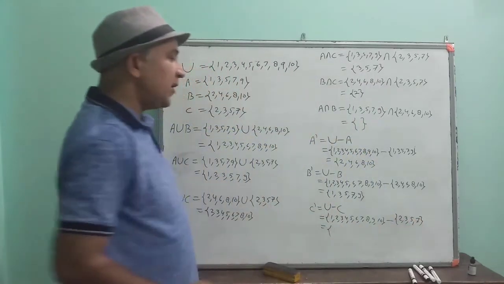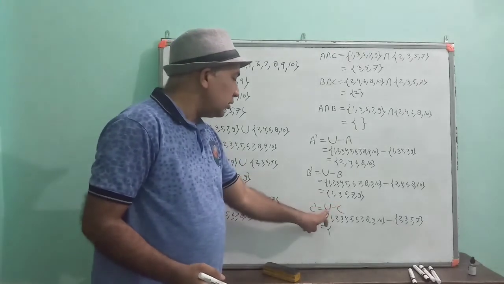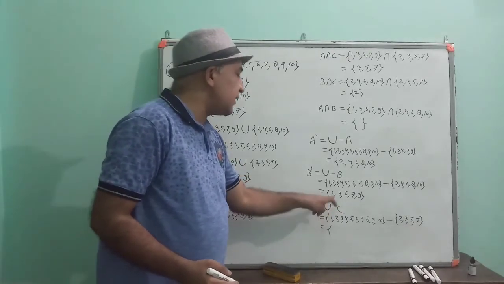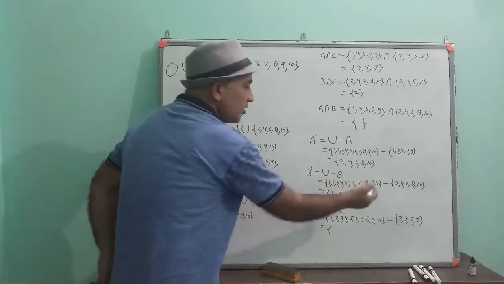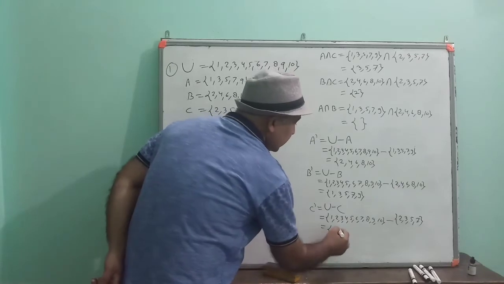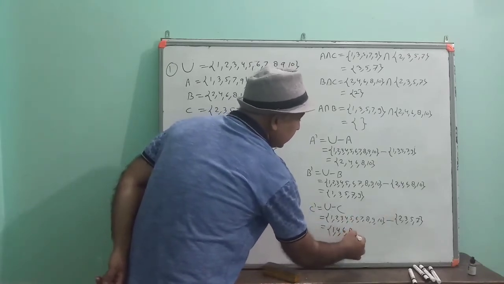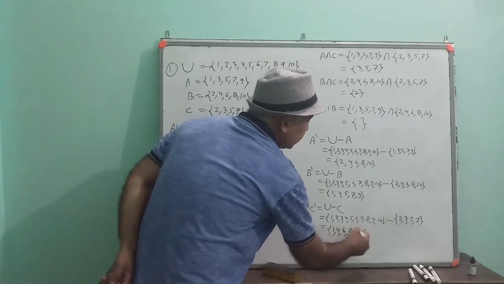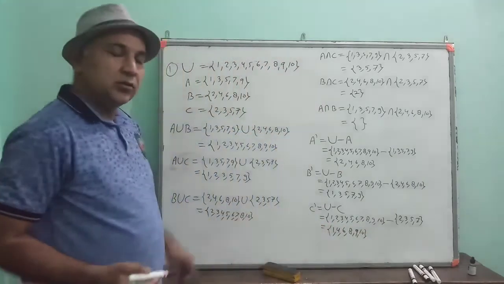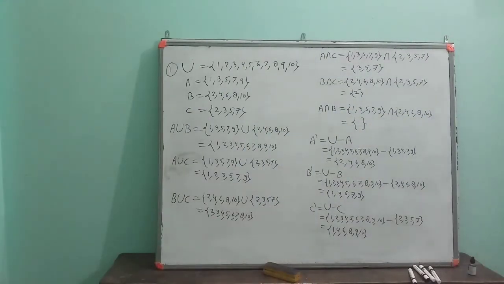Now what is the meaning of universal set minus C? It means all the elements of the universal set which are not in C. So check what is not in C. 1 is not in C. Then 4 is not in C. Then 6 is not in C. Then 8, 9 and 10. Understood? Now pause the video and note down these questions.